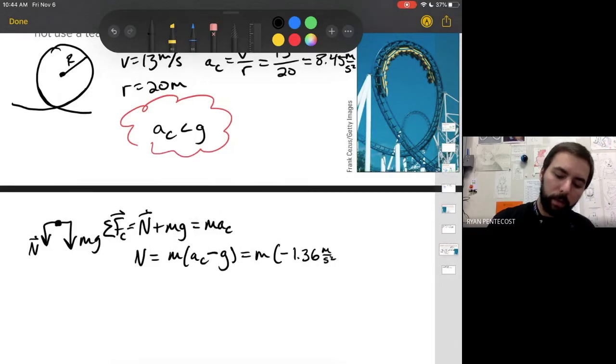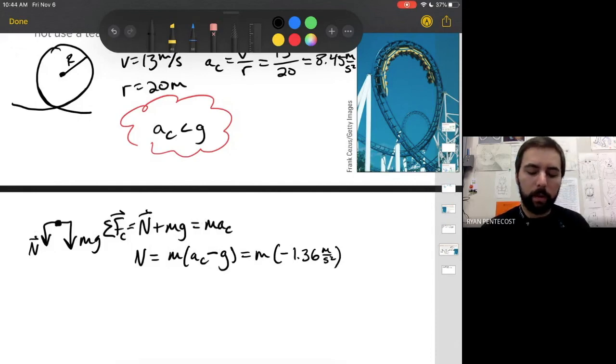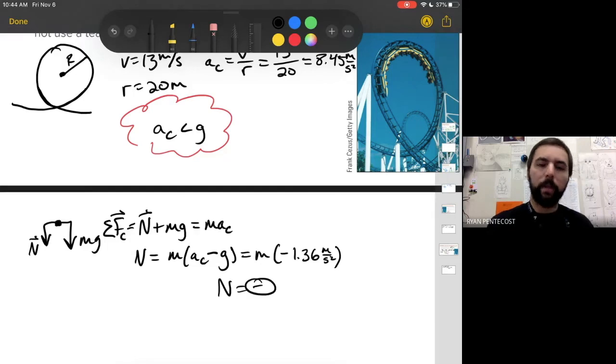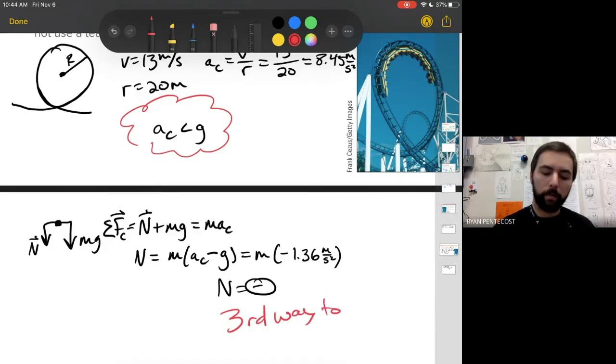meters per second squared. That means that you're going to accelerate downward. Gravity is actually going to win, and it's going to pull you out of your seat. So if your normal force ends up being negative, that doesn't mean your chair is now pushing you out of the loop. That means the math didn't work. And that means that you are now going to fall out of your seat in the middle of this loop. This is your third way to die. So that's something we need to be careful about.